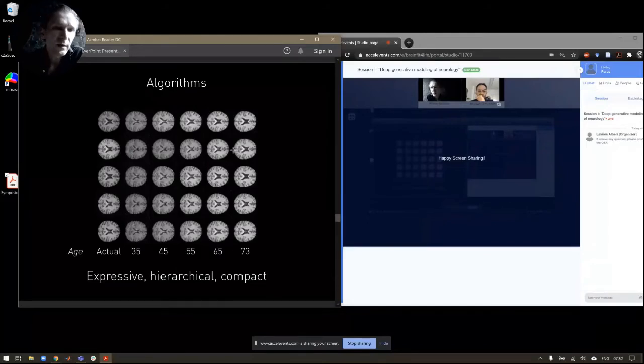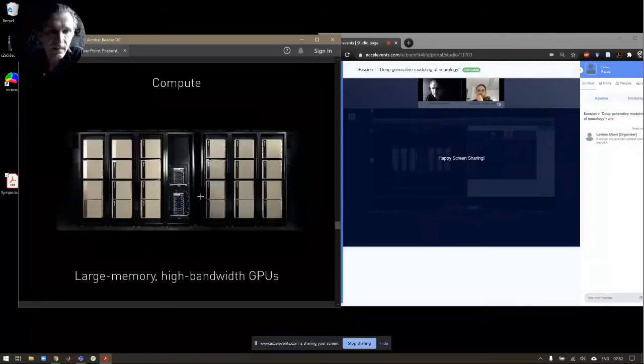Here, for example, is a model that we're currently developing that can learn to create images of the brain of different ages. And so that now allows us to factor in the effect of age counterfactually in the context of a cohort where you do not have people of the appropriate age for the contrast that you're interested in.